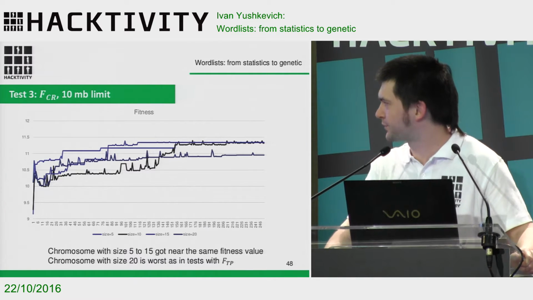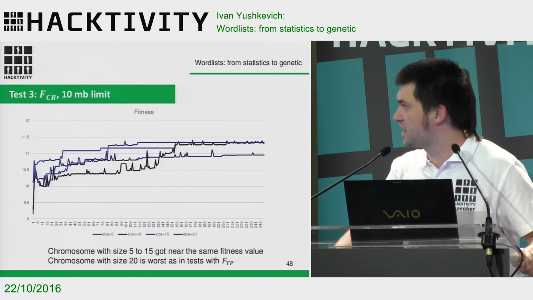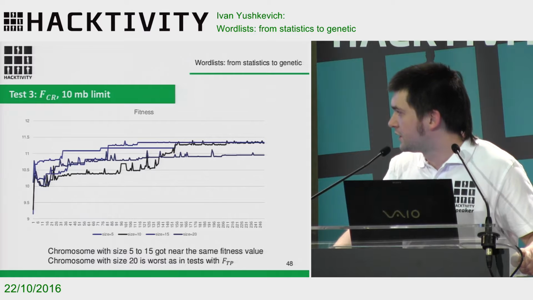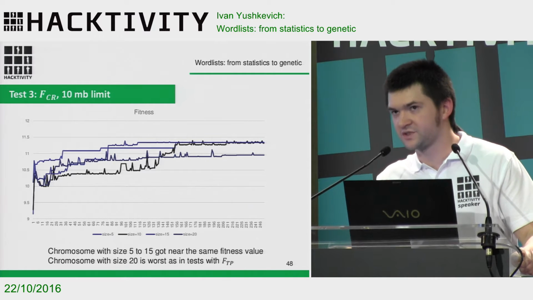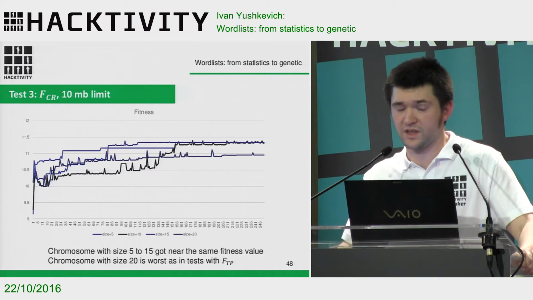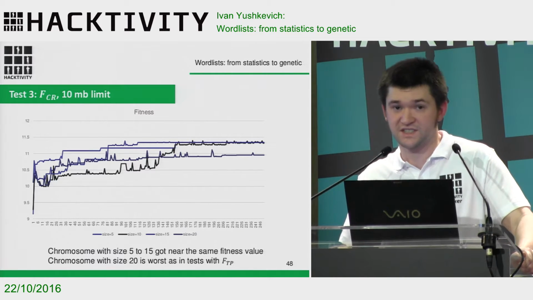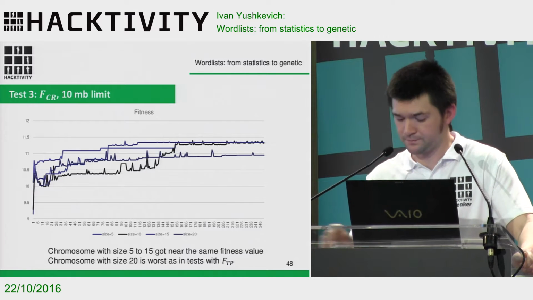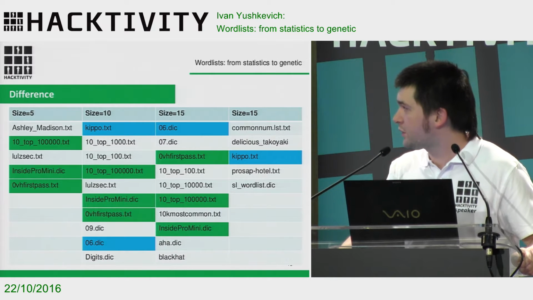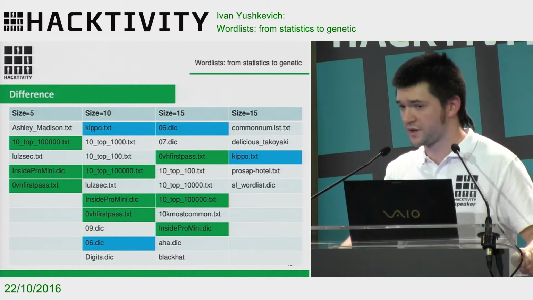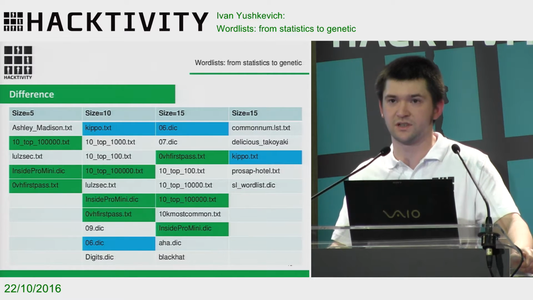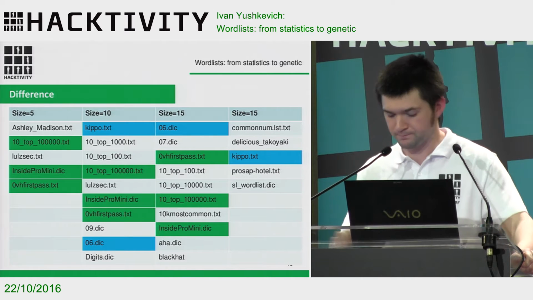Test number 3. Fitness value was changed to crack rate, with the 10 megabyte limit. The population with chromosome size from 5 to 15 got pretty similar results, and with size 20, the results are the same as in the previous test. So again, some similarity between them. You may also notice that there are some dictionaries that also exist in the test with the fitness function for total passwords.